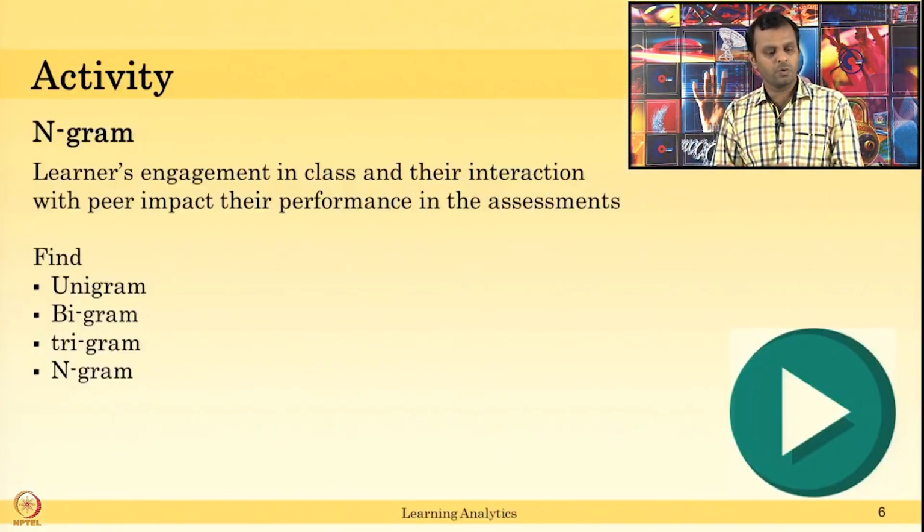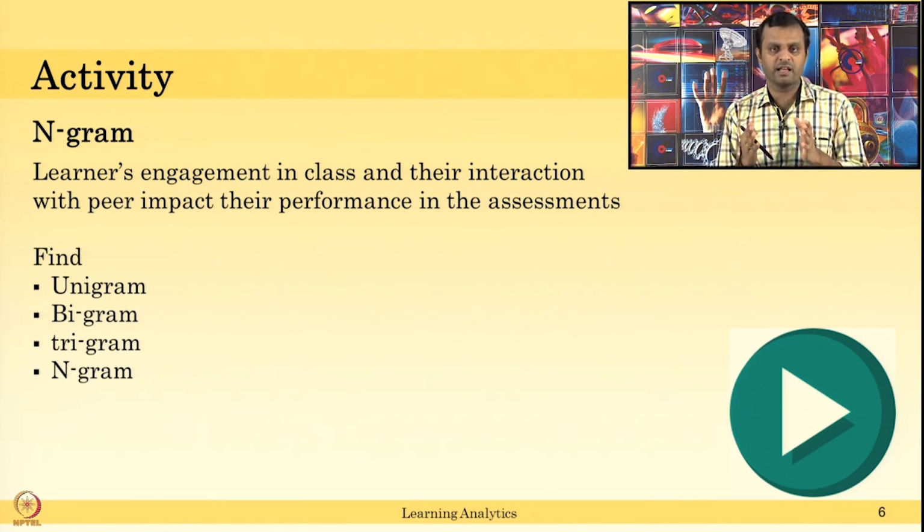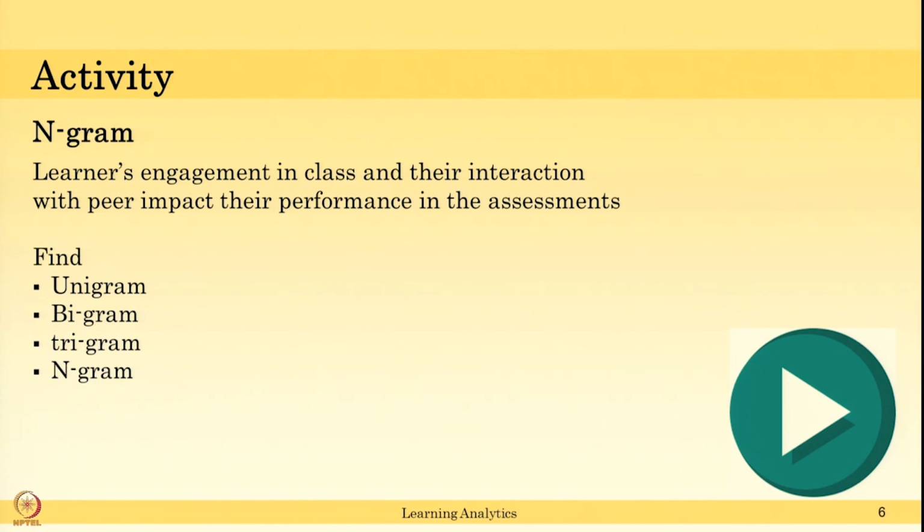Okay. In this activity, check this sentence: learners engagement in class and the interaction with peer impacts the performance in the assessment. The sentence may not be correct, but consider it. Can you find out the unigram, bigram and trigram of this, not n-gram? Well, if you want, you can go up to 4-gram, but not beyond that. Can you find the unigram, bigram, trigram for this sentence? After you do it, please resume the video to continue.